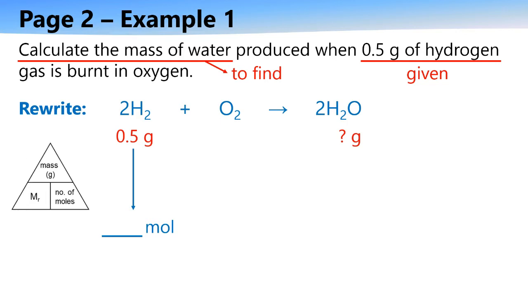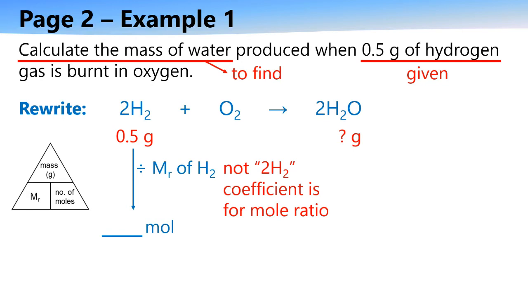The answer lies in this formula triangle. To calculate the number of moles, it is mass divided by Mr. And I divide by the Mr of hydrogen, H2. Please take note, I am not dividing by the Mr of 2H2. The 2 in the coefficient for hydrogen is for mole ratio. It is not part of the formula. It's like saying the formula of water is H2O, and I don't say it is 2H2O. The 2 refers to the mole ratio. It's just a coefficient in the equation.